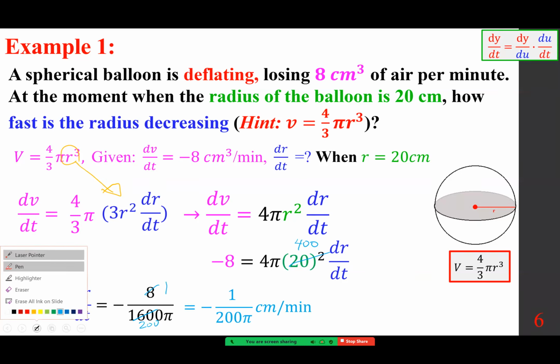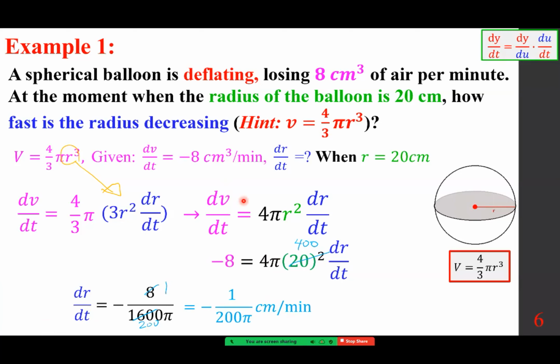And the units will always work accordingly. First of all, dr/dt, the change in radius over change in time, is centimeters per minute. Secondly, over here, if you put negative 8 cubic centimeters per minute, so you have it here, and then 4 pi 20 squared, that means centimeters squared, you see that the units will work.